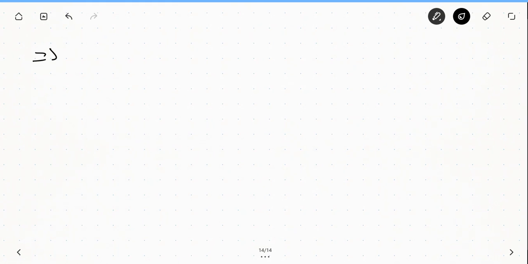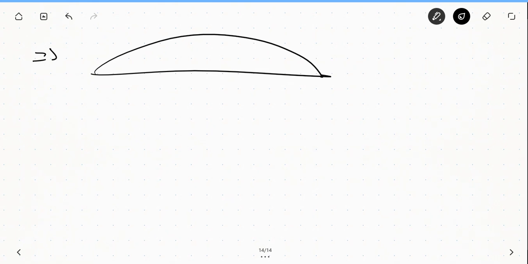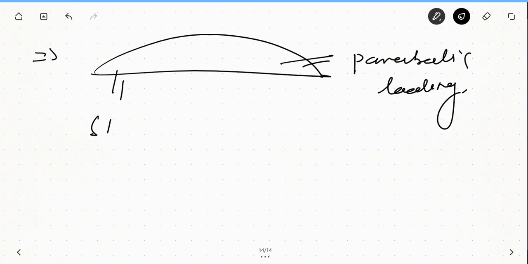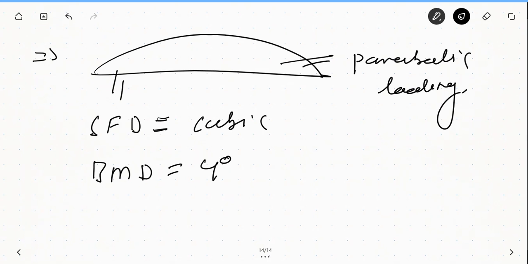Now let the loading be parabolic loading. In this case the SFD which you are going to get will be cubic, and the BMD will be of higher order, a 4 degree curve. This is the relation between loading diagram, SFD and BMD. Okay, this is how the degree fluctuates.